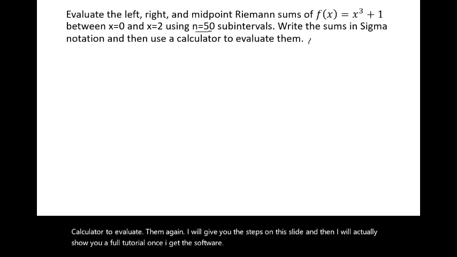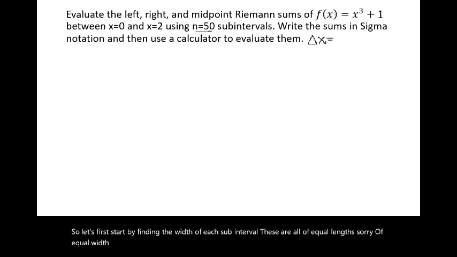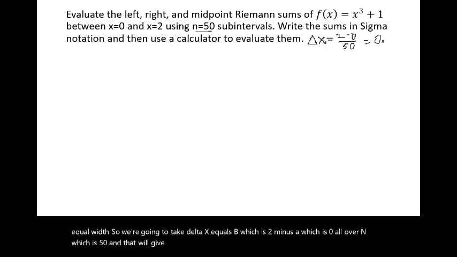So let's first start by finding the width of each subinterval. These are all of equal lengths, of equal widths. So we're going to take delta x equals b, which is 2, minus a, which is 0, all over n, which is 50. And that will give us a delta x of 0.04.